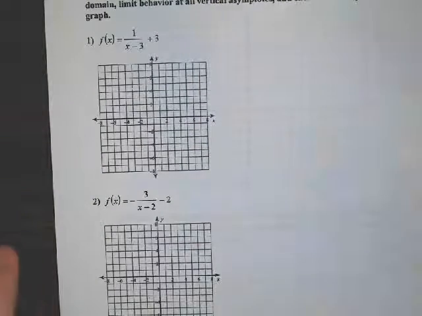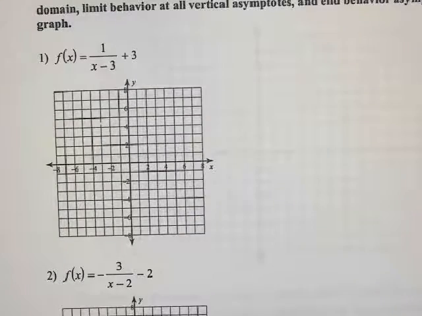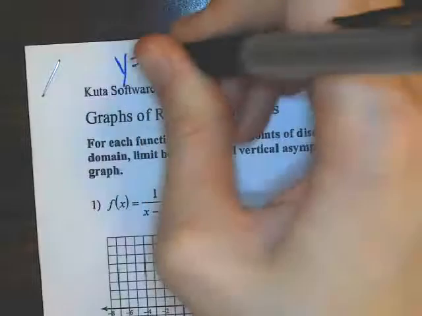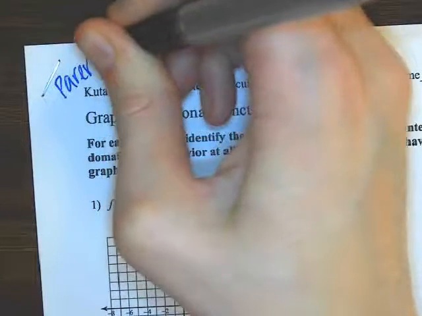Okay, let's start with the first one. What's your A value? 1. And don't forget the parent. Let me write that down. I'm sorry. Here's your parent. And what do we know about the parent?